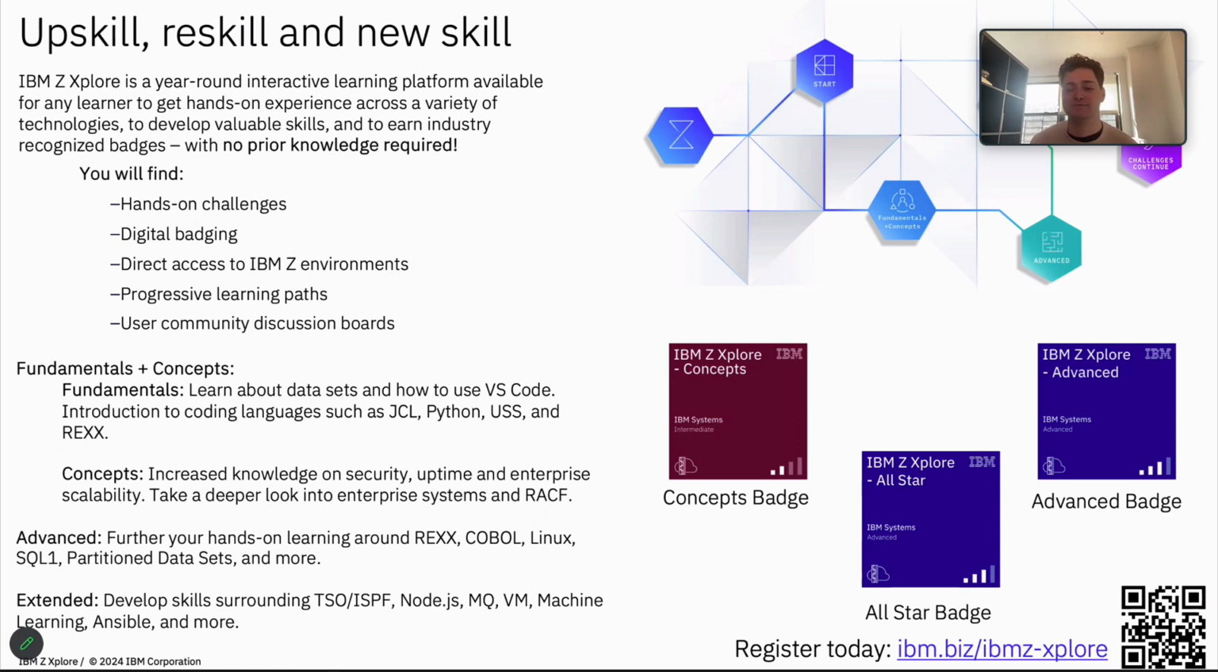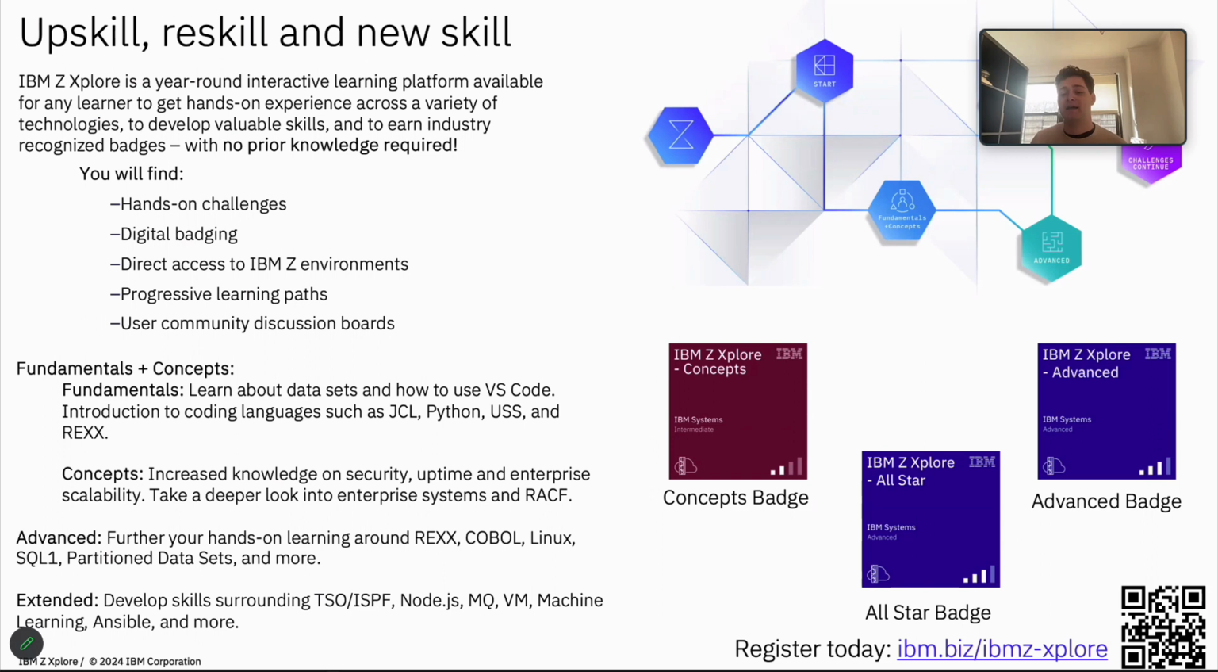After about 6 to 10 hours, depending on how good at computer science you are, depending on your experience, you'll earn that concepts badge. Once you earn that concepts badge, you'll unlock so much more learning on the platform. Then you can pursue your advanced badge, which is over here on the right, which is what it sounds like. It's more advanced.